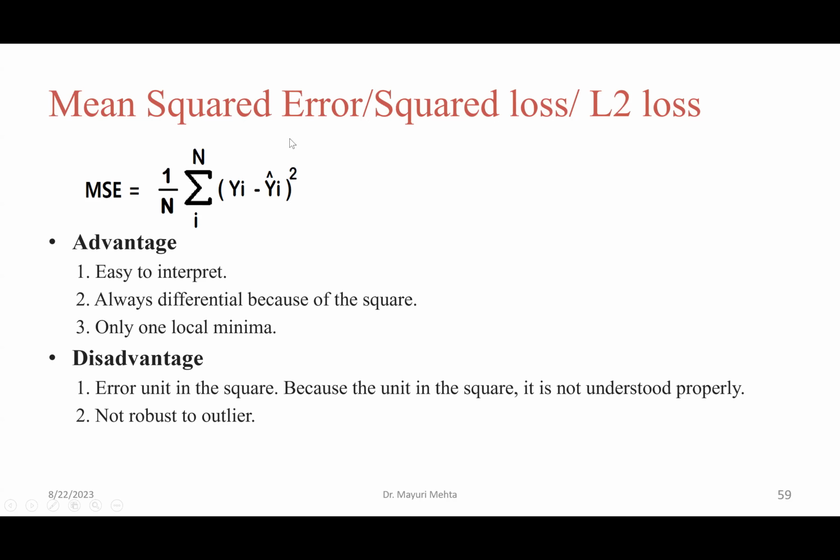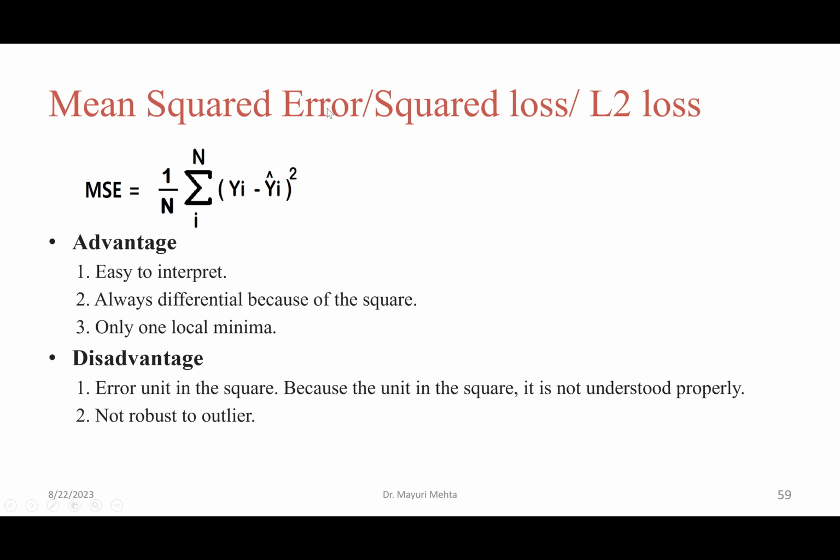This is called mean squared error because we are squaring the error, and then we are finding the mean. We first square the error, and then we find its mean. So that's why its name is mean squared error. It is also called squared loss or L2 loss. These are the words used interchangeably for this type of loss.